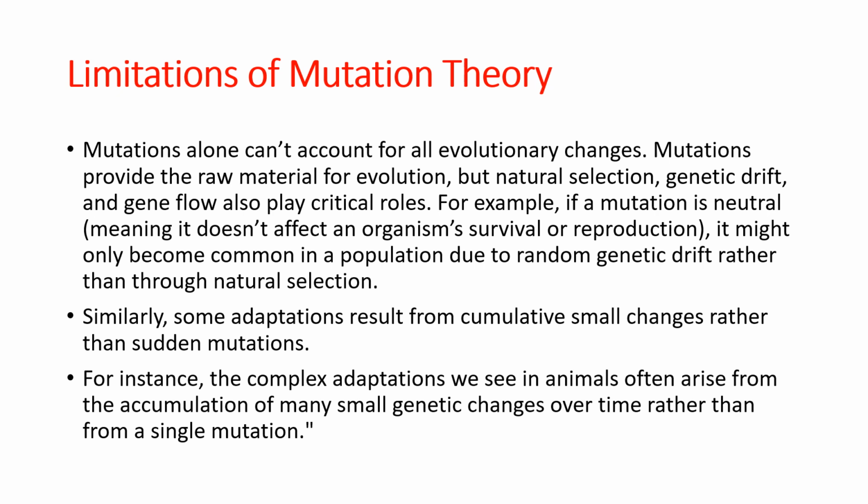For example, if a mutation is neutral, meaning it does not affect an organism's survival or reproduction, it might only become common in a population due to random genetic drift rather than through natural selection. Similarly, some adaptations result from cumulative small changes rather than sudden mutation. For instance, the complex adaptations we see in animals often arise from accumulation of many small genetic changes over time rather than from a single mutation.